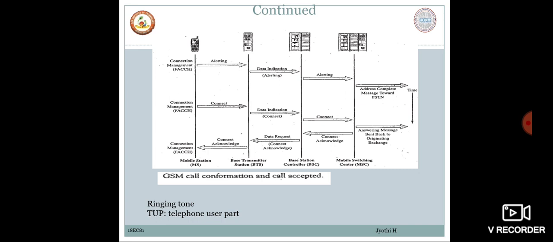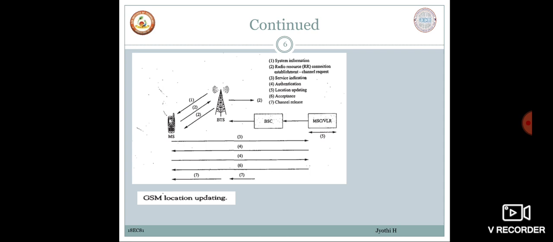Next is location updating. The operation used to support subscriber mobility within the GSM is known as location updating. There are three different types of location updating used in the GSM system. The type of location updating used depends upon the status of the MS. Three location updating operations will be explained: normal, forced registration, periodic, and the IMSI attach.